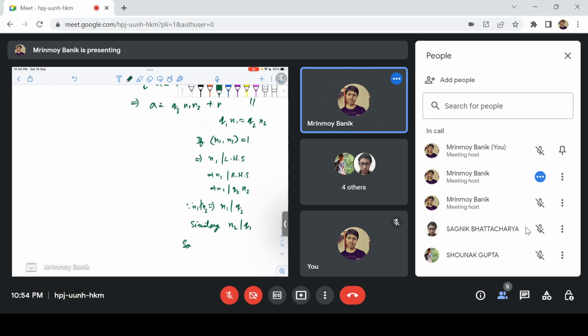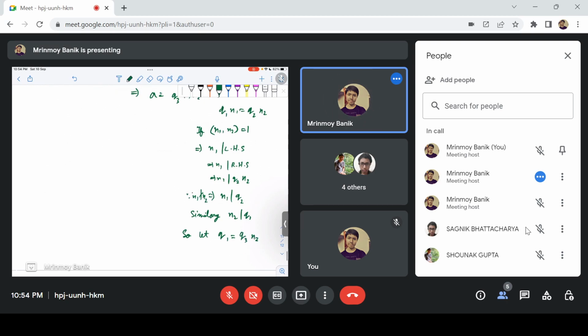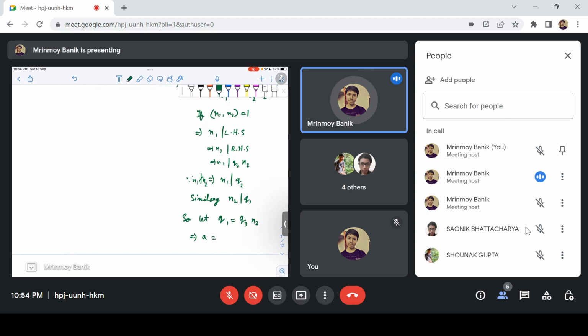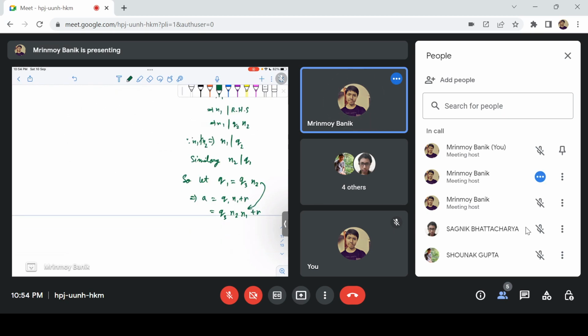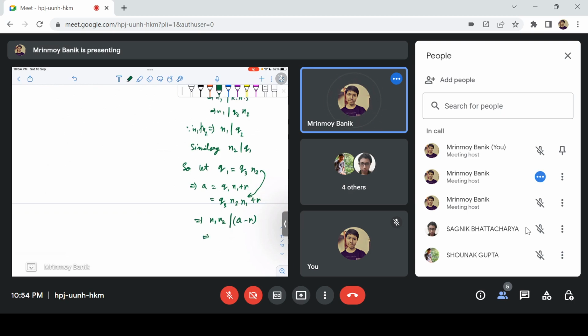So basically, let Q1 equal Q3 N2. That implies A equals Q1 N1 plus R, which equals Q3 N2 N1 plus R, substituting the value of Q1 from here. And that's why N1 N2 divides A minus R, or A is congruent to R mod N1 N2.